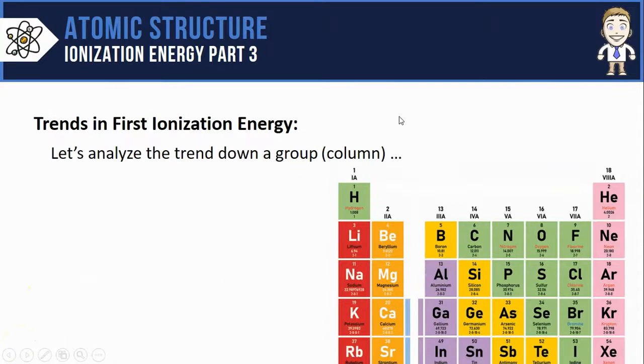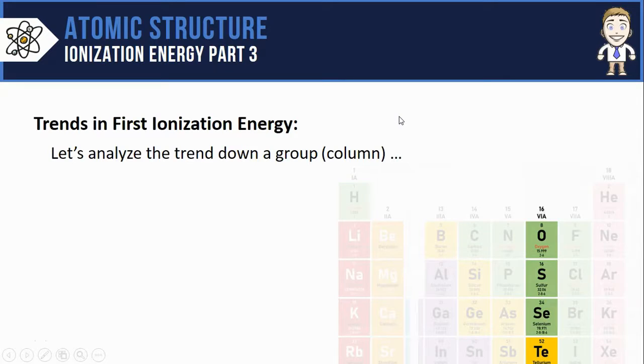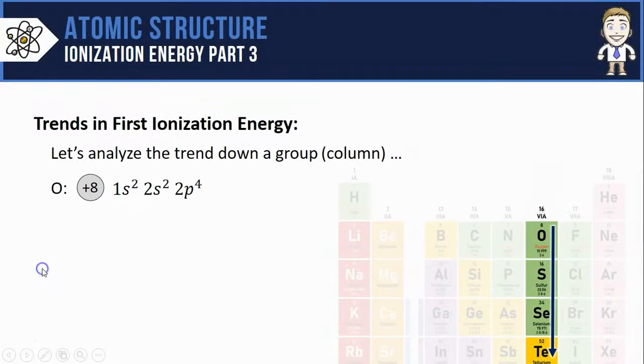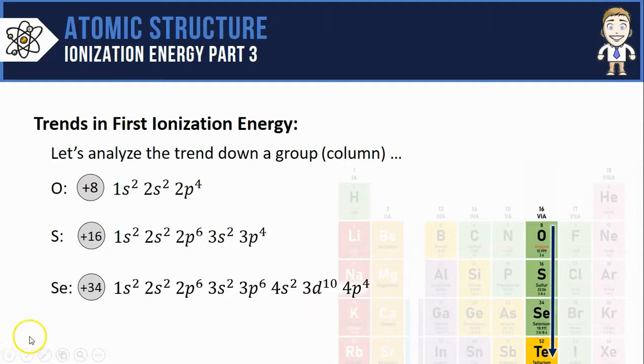So to analyze this trend within a group, let's focus only on oxygen's column. You can imagine moving from top to bottom. We'll start by taking a look at oxygen's nuclear charge +8 and its full electron configuration. We don't need to write out this model for every single atom in the column to see some of the patterns here. Let's just do it for sulfur and selenium.